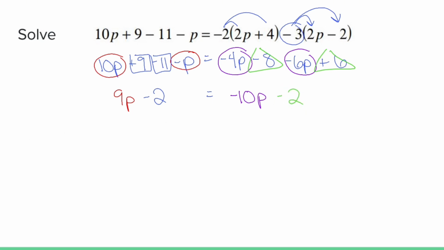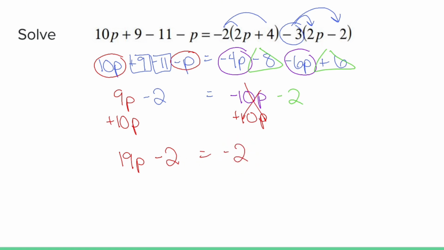Now I have an equation with variables on both sides of the equal sign. I always like getting rid of the variable on the right side first, and I do that by doing the inverse of negative 10p, which is to add 10p to both sides, so plus 10p. That crosses out. 9p plus 10p is going to be 19p. Drop down the minus 2, drop down the equals, drop down the minus 2.